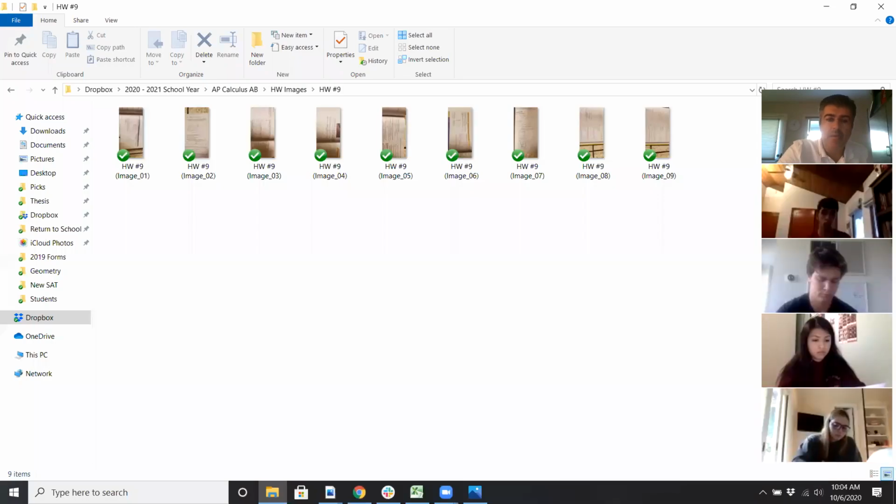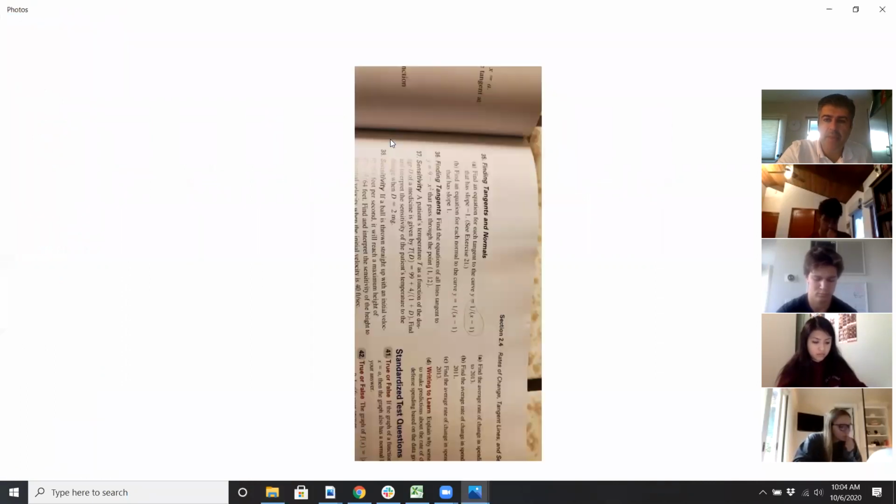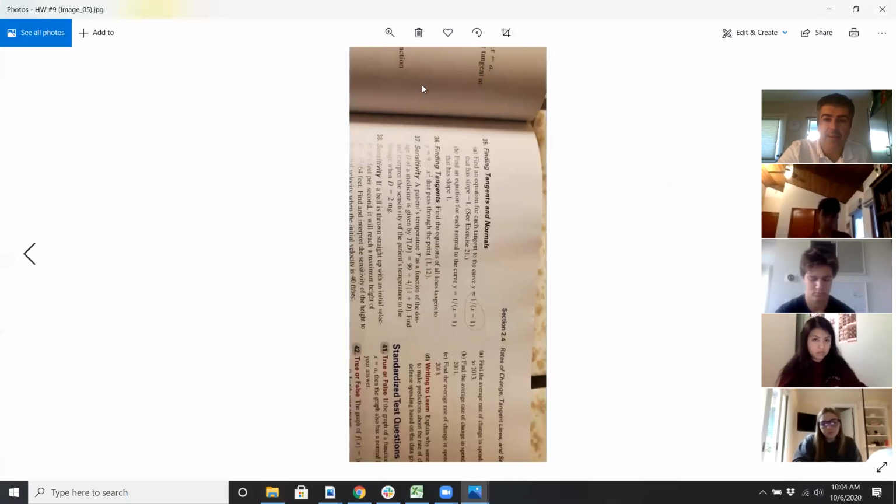Recording. Okay, I'm doing a recording. I'm going to go over number 35 from the 2.4 homework. I probably should have labeled that. Oh, I got lucky. There we go. Let me rotate the image.